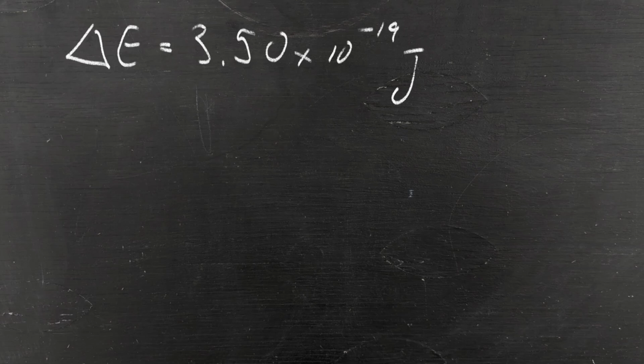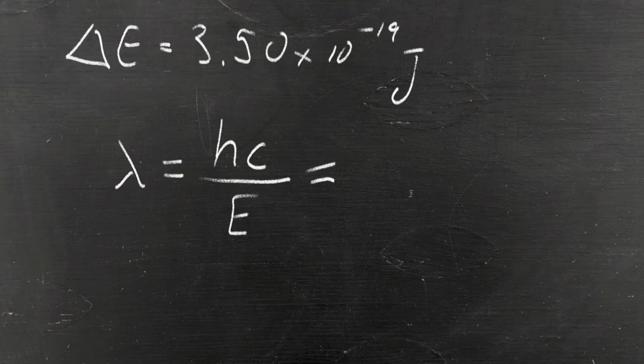Now all we have to do is calculate what wavelength of light has that amount of energy. This is done from the following formula. The wavelength of light is going to be equal to Planck's constant times the speed of light divided by the energy that we are talking about. And in this case, we find that for a photon to have that amount of energy, it needs to have a wavelength of 568 nanometers.